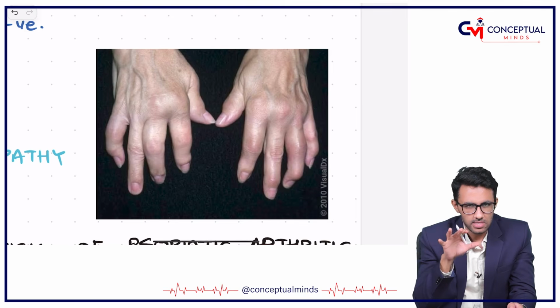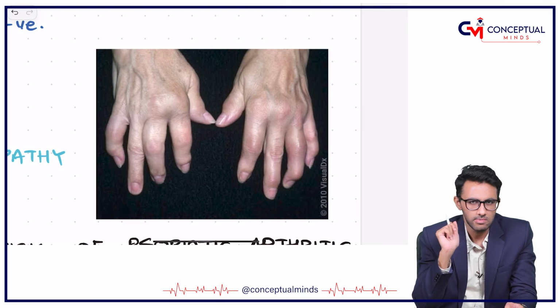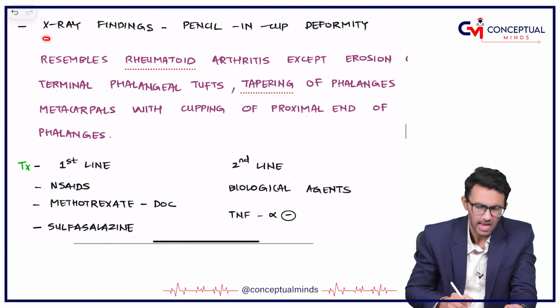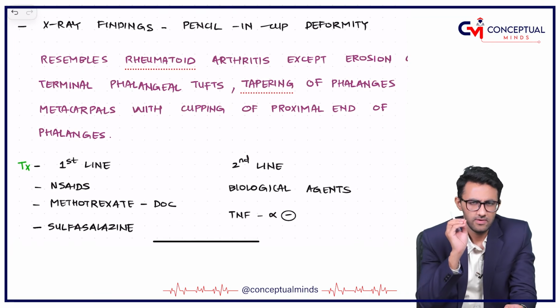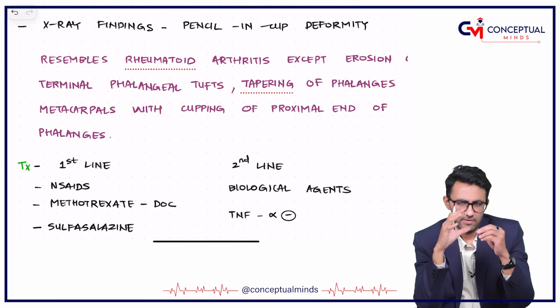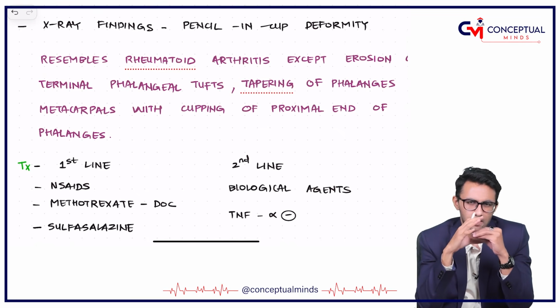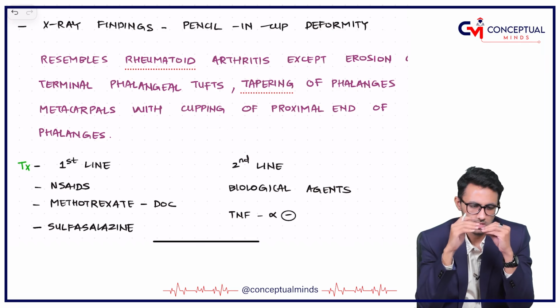Now we have seen the clinical finding. Now we'll see the radiological images. What findings do we actually have in this? Okay, X-ray findings. Yes, because of the erosion we are going to have something known as pencil in cup deformity. Because of the erosion it is pencil, and because of the bone, we have a cup.